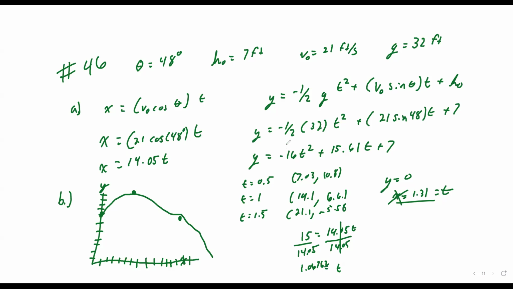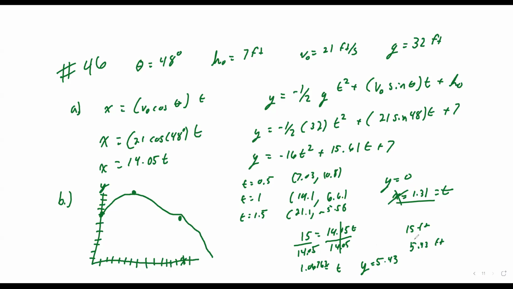Then you want to take that and plug it into the y to figure out, all right, what's the height? So what I'll do with that graph, I'll make sure I'm on the y equation and I'll just type 1.06762 and it will take me straight to the answer. And it says then that y is equal to 5.43. So when it is 15 feet away, it's actually only 5.43 feet in the air.